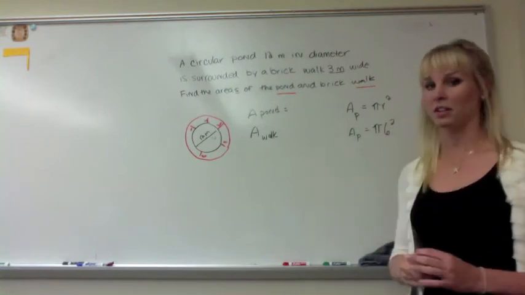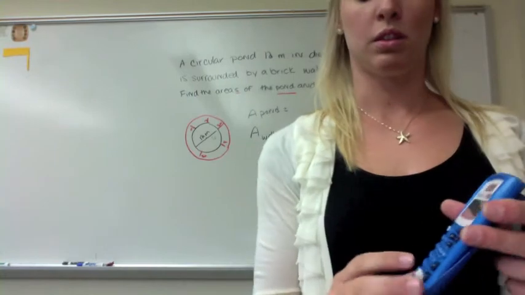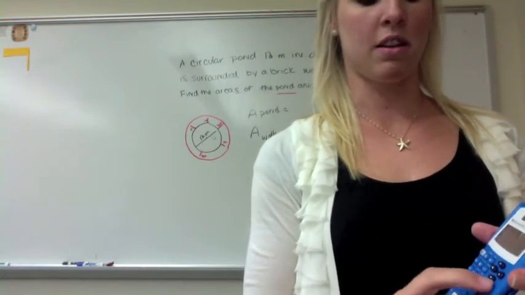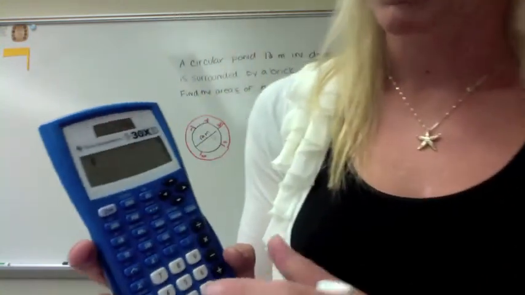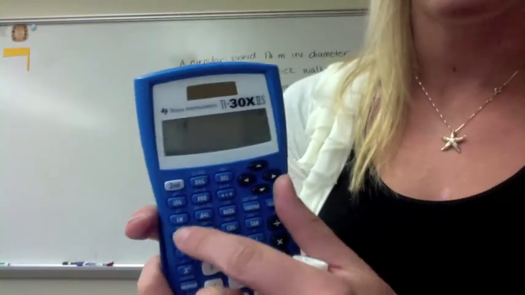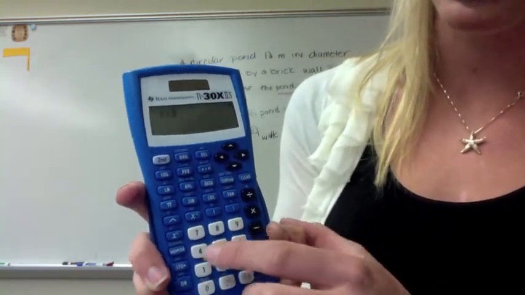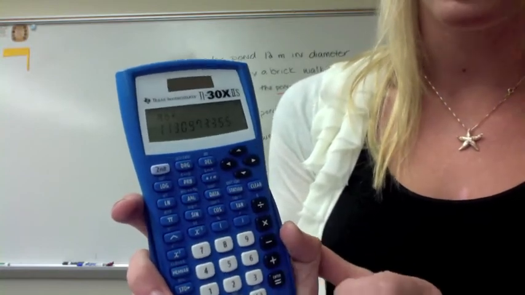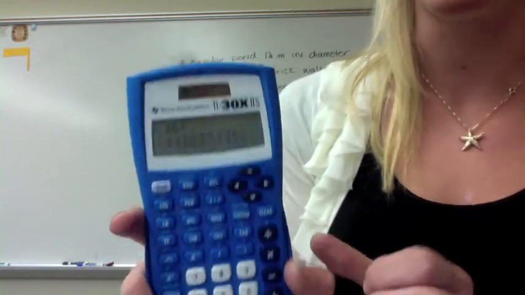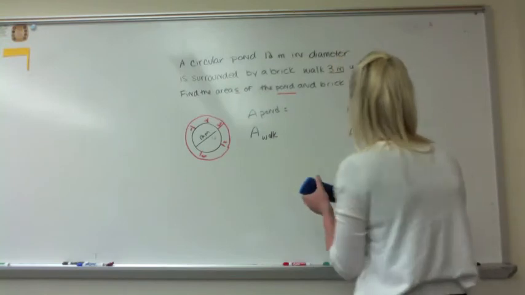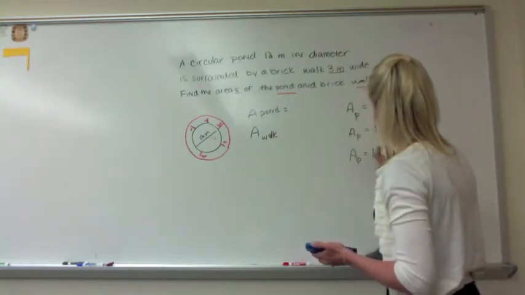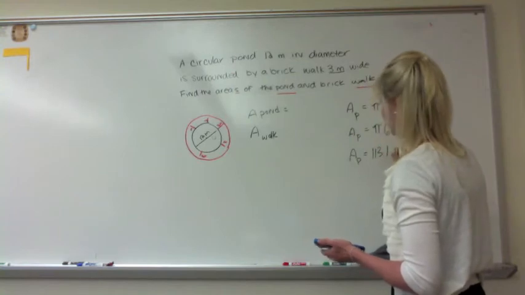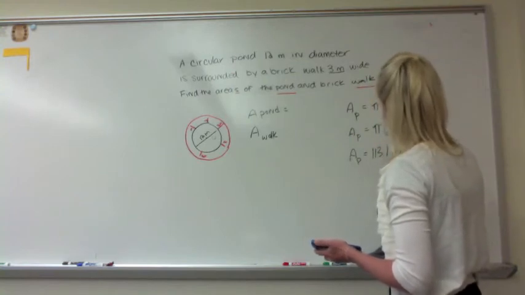So in our calculator, we would just multiply that. We multiply pi times 6 squared. And we get 113 1/10. So the area of the pond is equal to 113 1/10 meters squared.